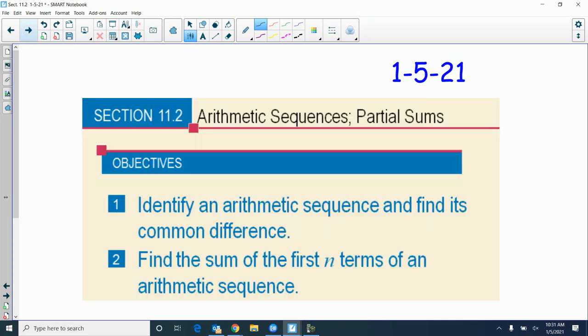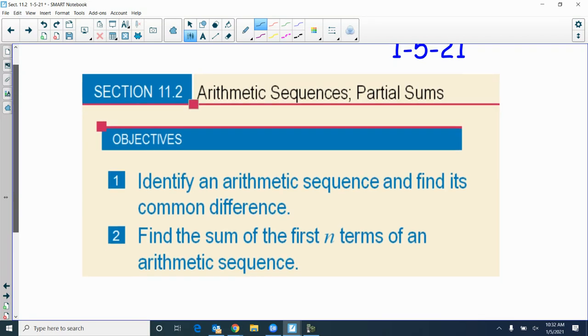Let's go into section 11.2 on that second set there. All right, arithmetic sequences. And then I don't know if we're going to get to the second part. We might have to save that for tomorrow. Find the sum of the first n terms. All right, where's those guys? So let's see what we're looking at.